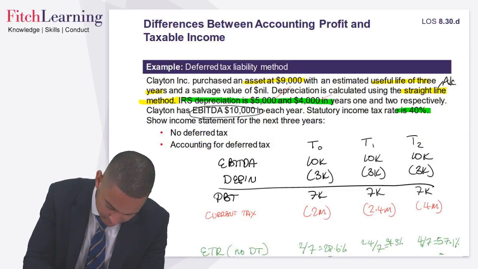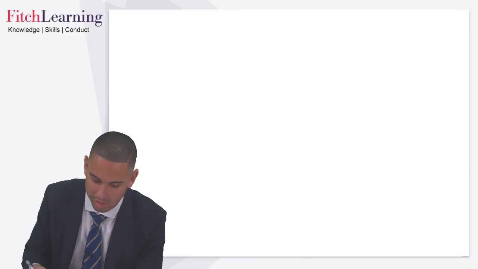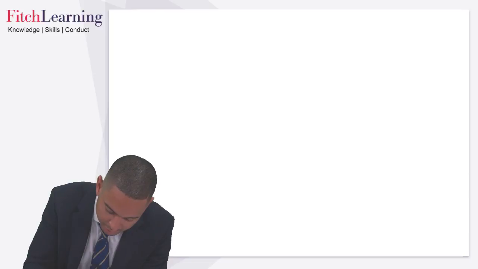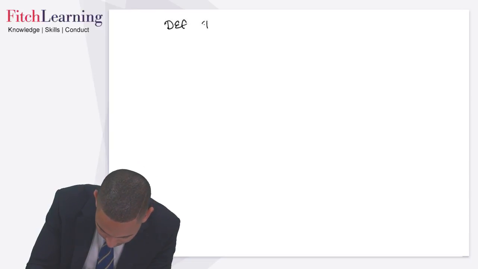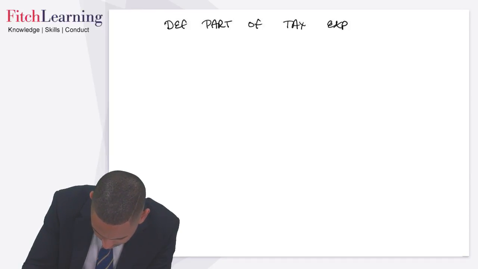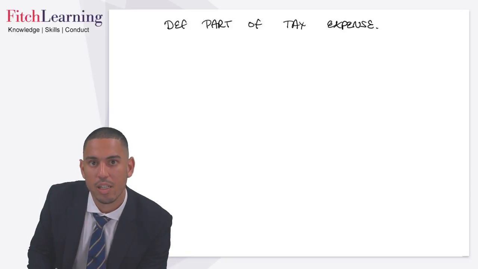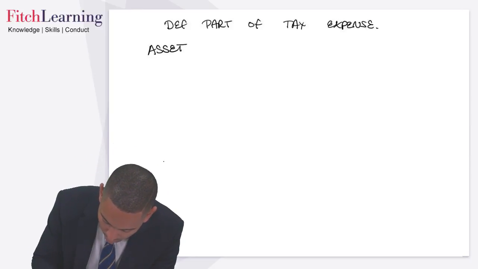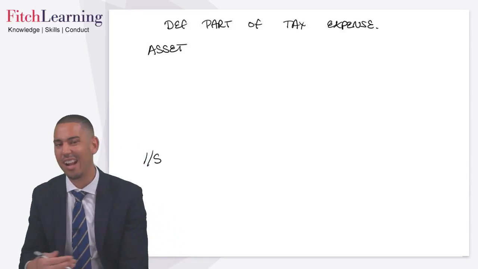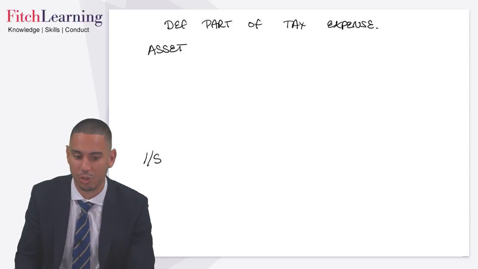If I can. Hopefully I can. Yes, I can. So I'm just going to open up a new slide, and now I'm going to do my deferred portion of my tax expense. Let's run through this then. You can do it from an asset point of view, or you can do it from an income statement point of view. I don't care which you choose. I typically do asset, so if it's okay, I will do that.